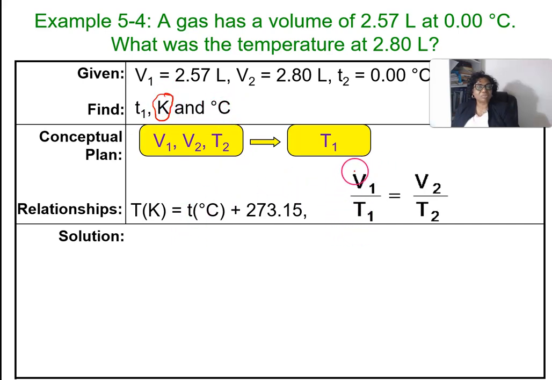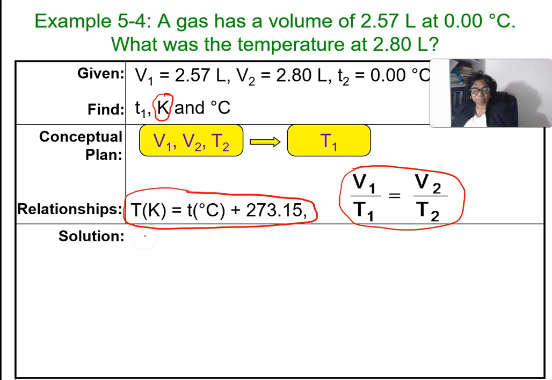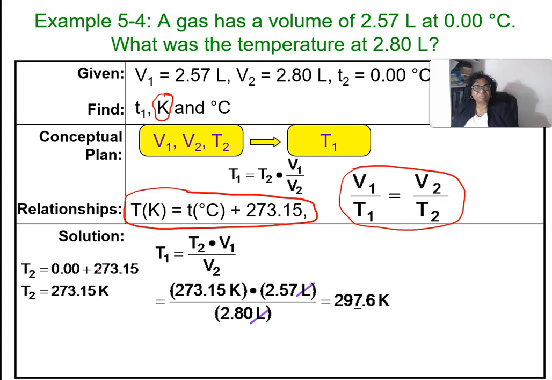So this is our equation. To convert to Kelvin is degrees Celsius plus 273.15. So this is the equation to convert temperature from degrees Celsius to Kelvin. So we rearrange our equation. Then now we solve. This is our T2. This is our V1. This is our V2.